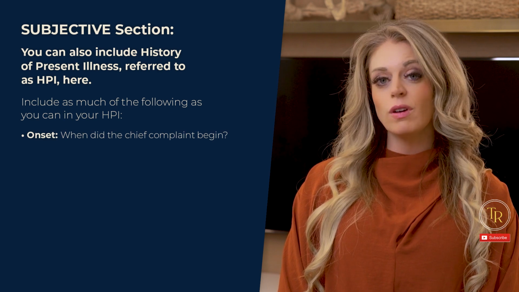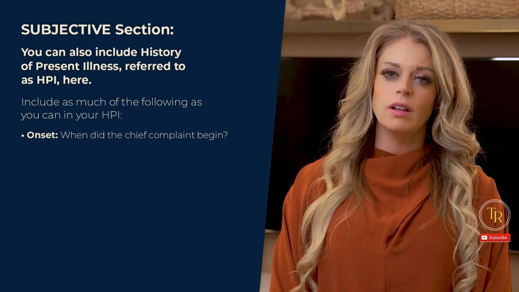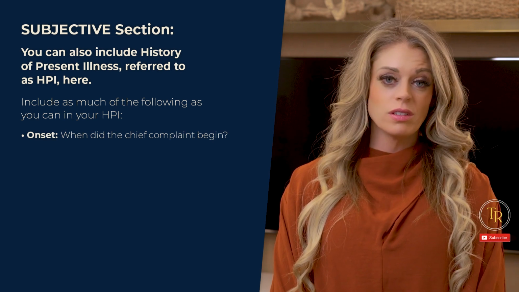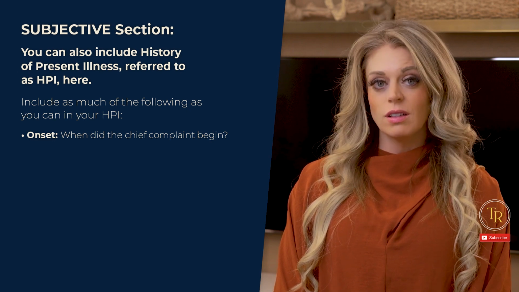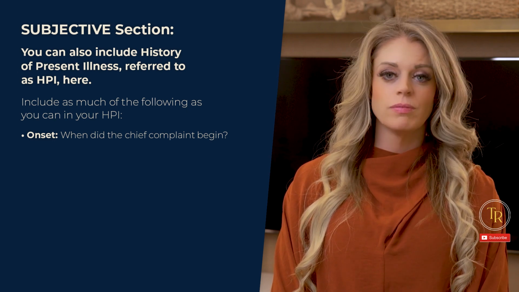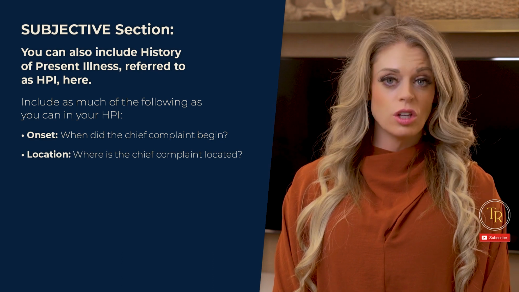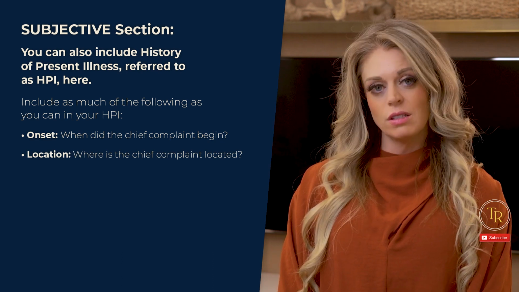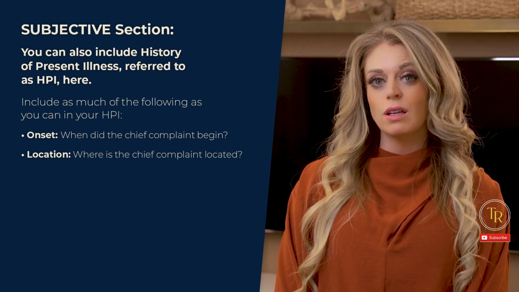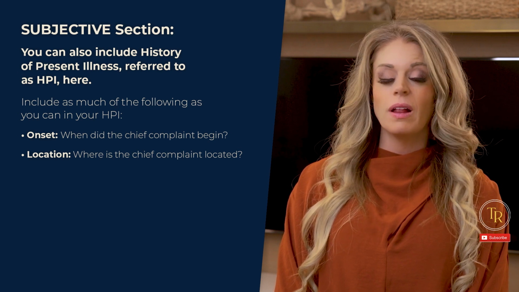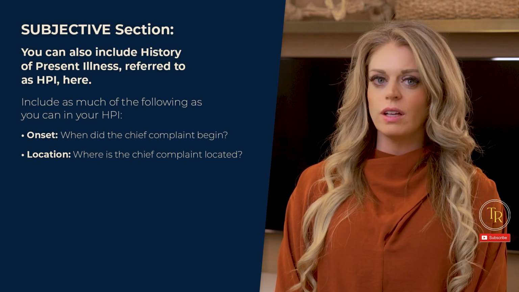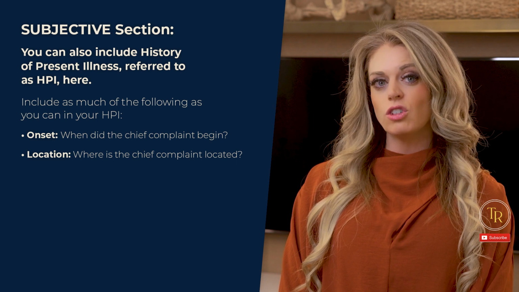Onset. When did the chief complaint begin? For example, this has been getting gradually worse as I've gotten older, versus this happened suddenly after my stroke. The location. Where is the chief complaint located? For example, I feel food stick in my chest, or I don't feel any food sticking, but I do cough like things went down the wrong pipe when I drink.